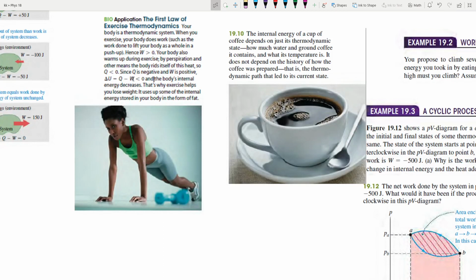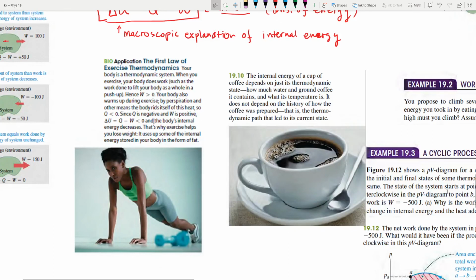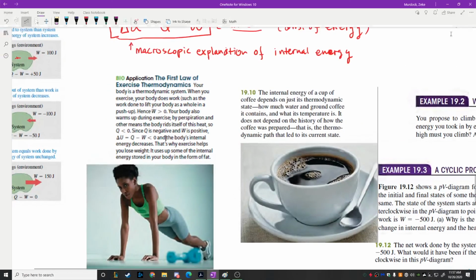Anyone have questions or comments about that? I'm losing my cursor.